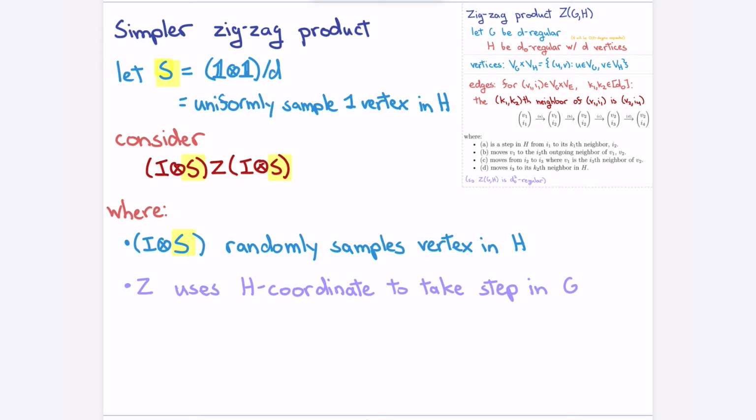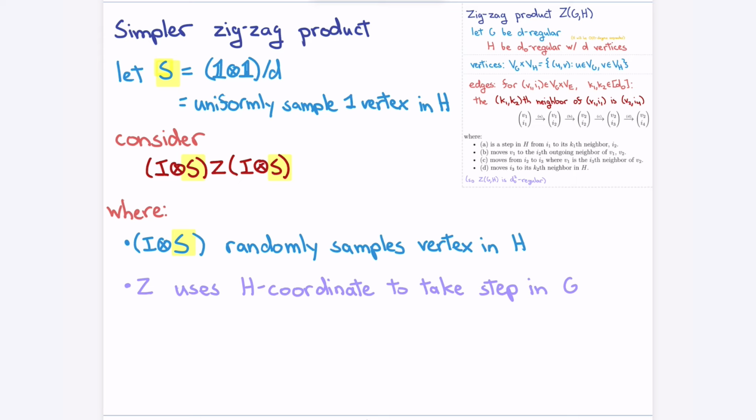Okay, so, but maybe as a motivation, suppose we did something a little bit simpler, right? So we keep acting as if H is a clique, right? So let's just pretend it is for a moment. Okay. So let's say that S randomly samples a vertex in H. So that's like taking a complete graph and adding a self loop everywhere and taking one random step. So S will be like the all ones vector divided by D, which is the number of vertices in that graph.